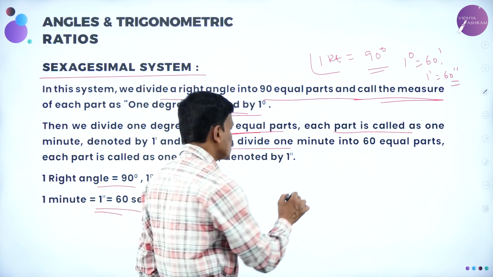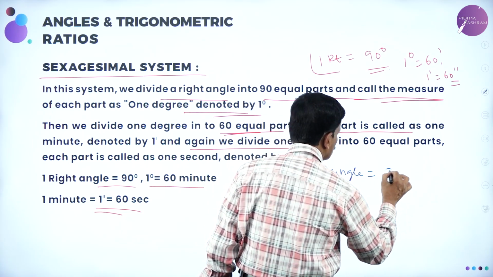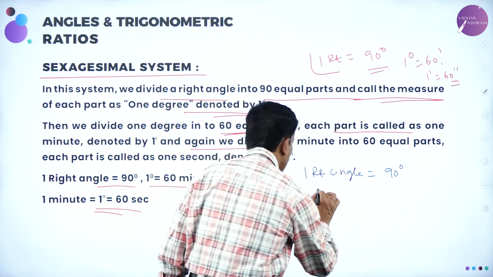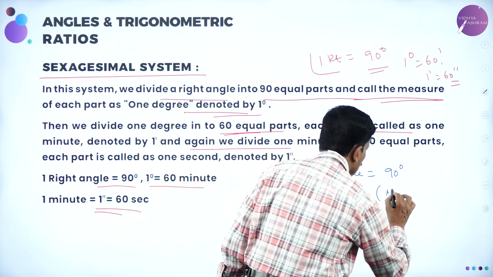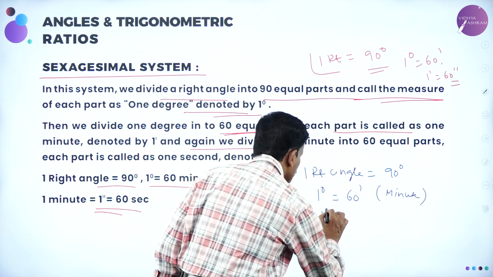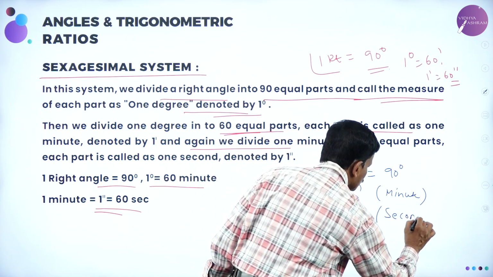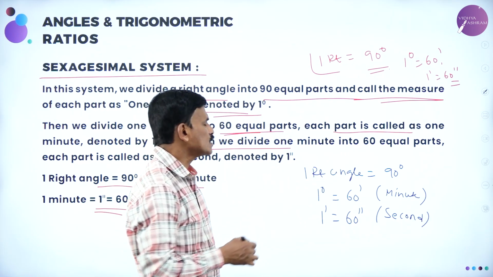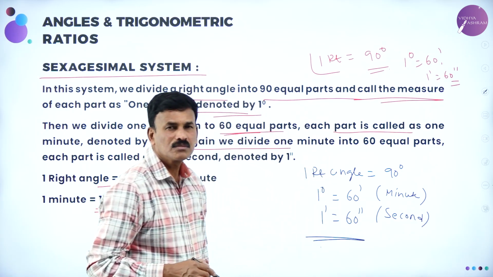So, in this measurement, one right angle is equal to 90 degrees. Again, 1 degree is divided into 60 equal parts. Each part is called a minute. So, 1 degree is equal to 60 minutes and 1 minute is divided into 60 equal parts. Each part is called a second. So, one right angle is equal to 90 degrees, 1 degree is equal to 60 minutes and 1 minute is equal to 60 seconds. Right.